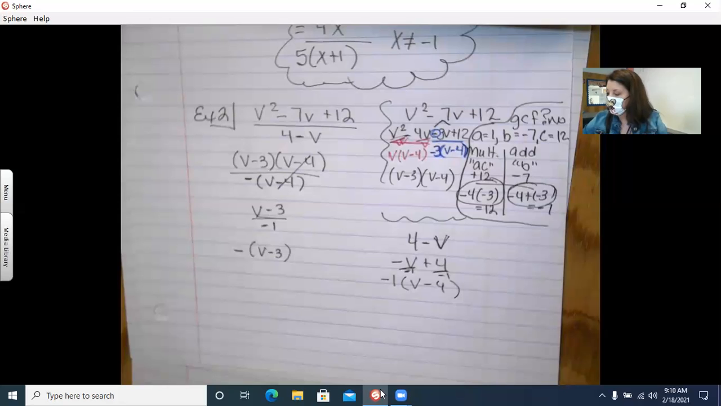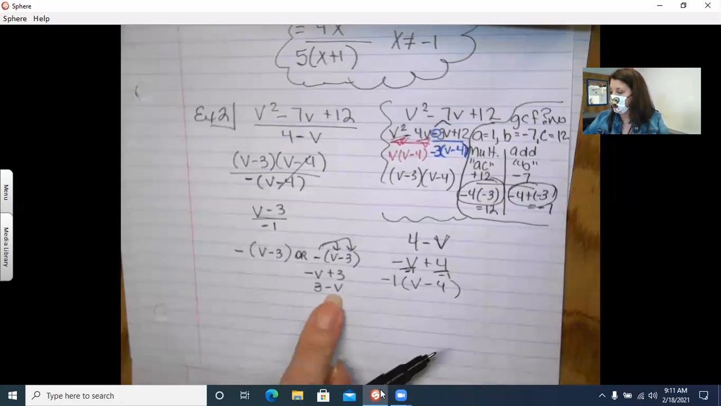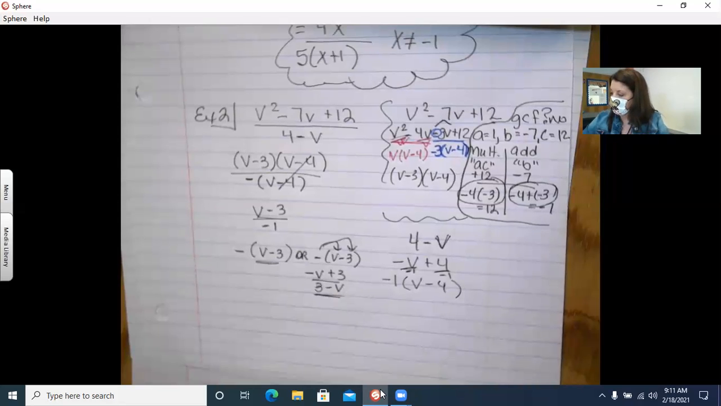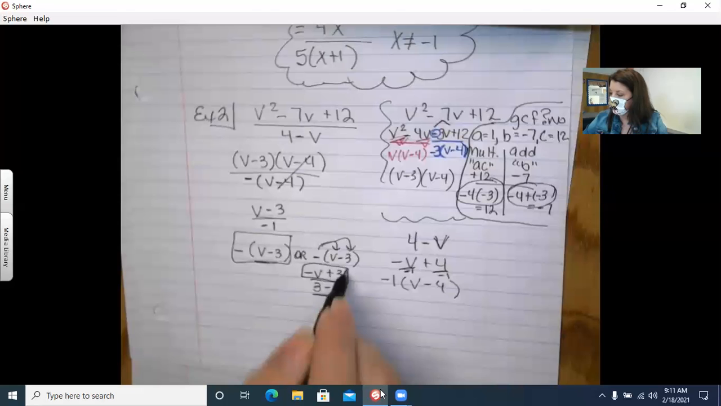Or I could distribute it to the numerator and get negative V plus 3, right? If I distribute that negative, which you could see it as that, or they may write it as 3 minus V, because a lot of times they won't write the first term negative. So say this was a multiple choice, you could see any of these three ways, this way, or this way, or this way. I don't care. They're all correct, but don't leave that negative in the denominator.